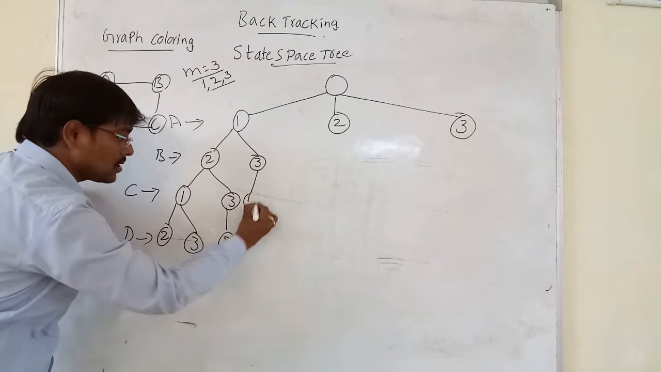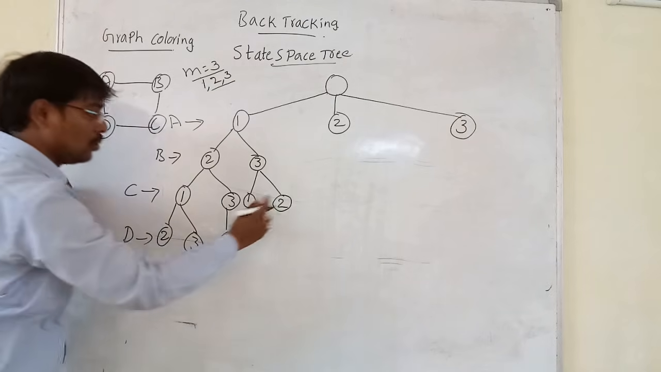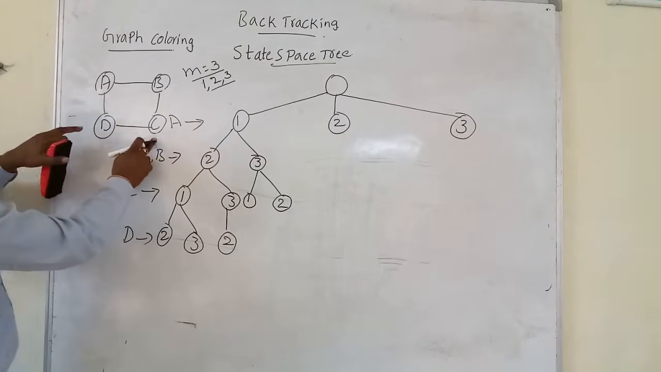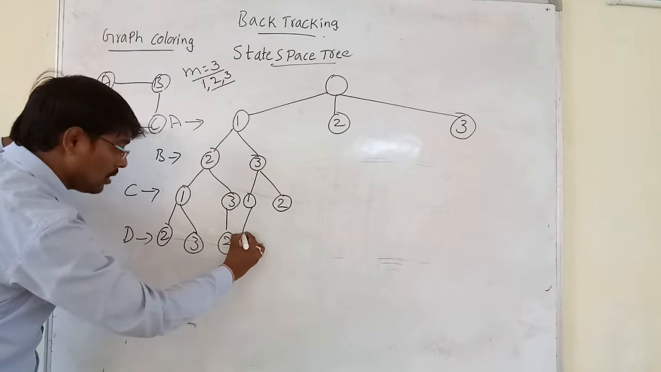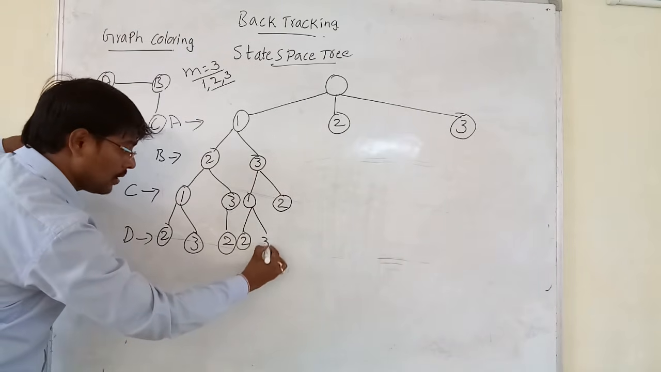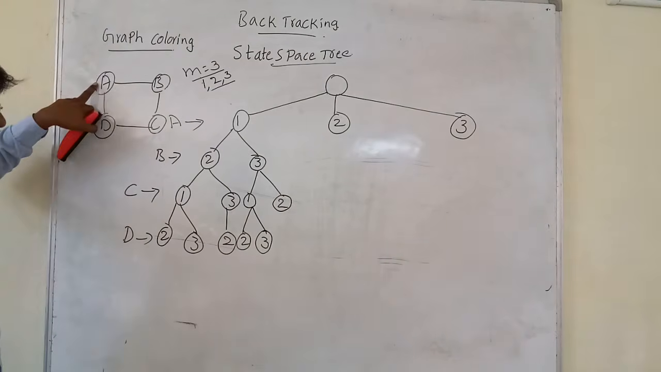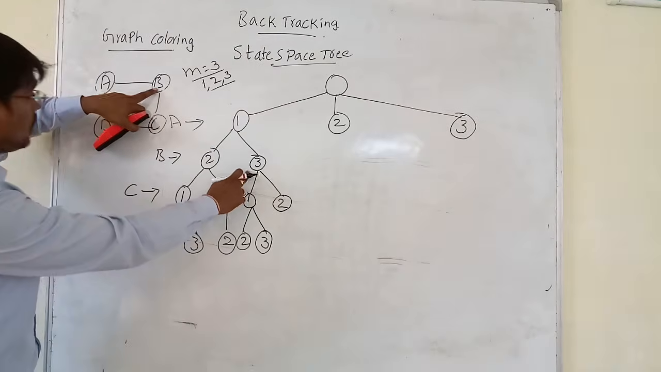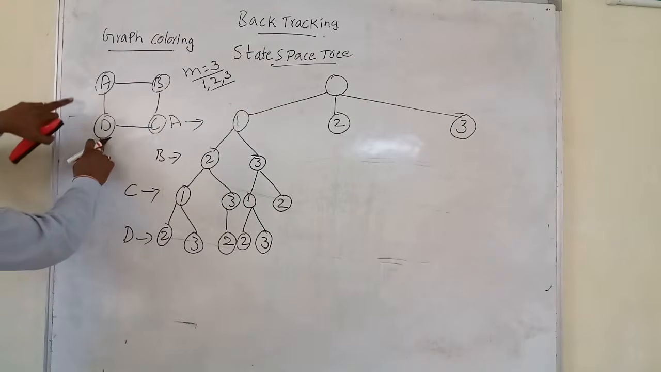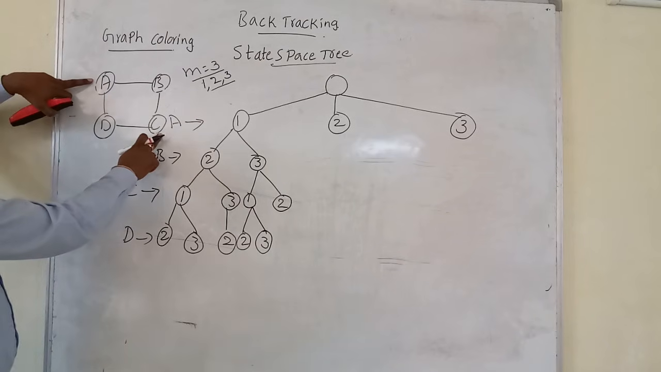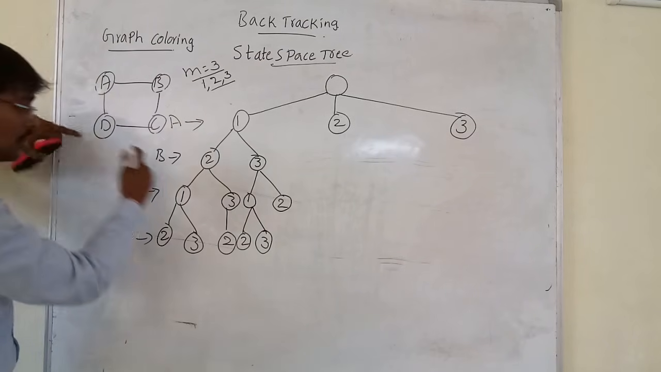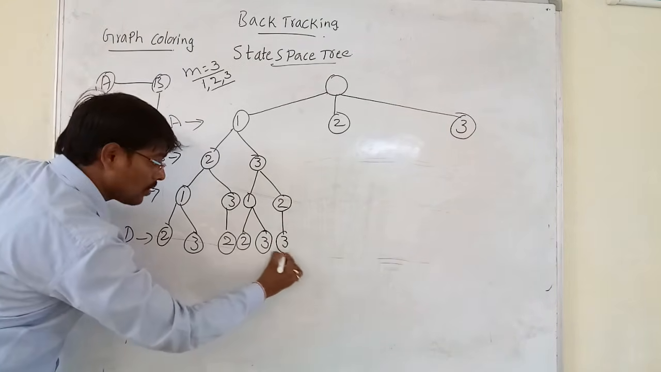So possible cases are 1 and 2. So C color is 1. A color is also 1. So 2 cases are 2 and 3. A color is 1. B color is 3. C color is 2. So for D, A and C are adjacent vertices. A color is 1. C color is 2. So remaining color is only 3.